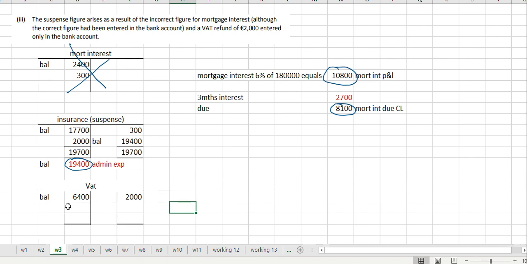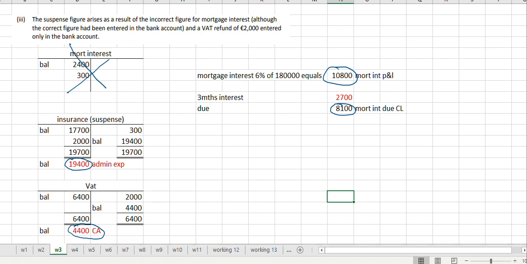My VAT figure, 6,400 on this side, 2,000 on this side. So again, if I balance this out, I get a balance of 4,400 on the debit side, brought down. That's the figure I'm looking for. And it's VAT on the debit side, which means it's a current asset in the balance sheet. Current asset because it's on the debit side. If it was on the credit side, it would be a current liability.